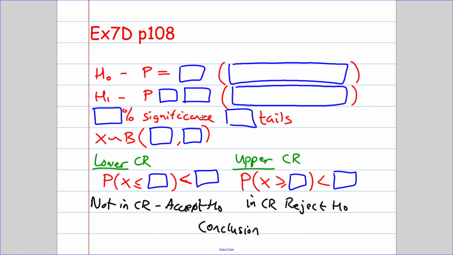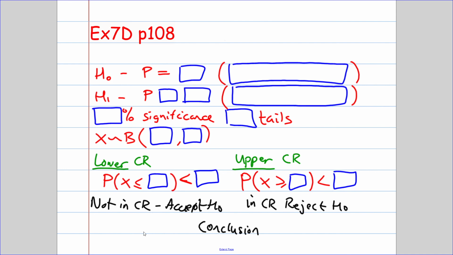My significance, and then we need to decide how many tails this is, what our test statistic is. You can then either do your lower critical region or your upper critical region. If you're not in the critical region, we accept H0. If we're in the critical region, we reject H0, and then our conclusion at the end.